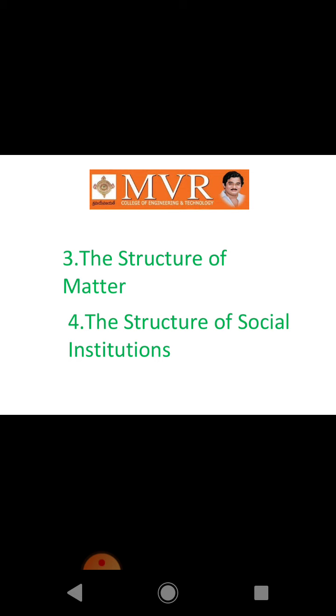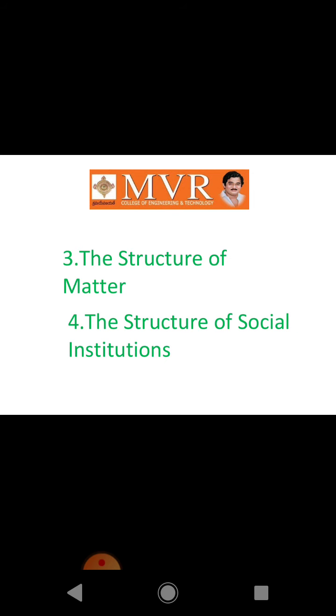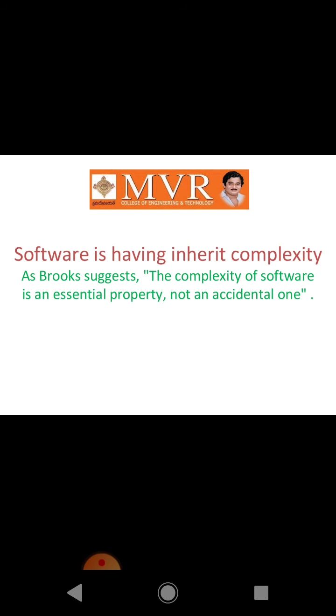Here too, these different levels are unified by common mechanisms. The clerk and the executive are both paid by the same financial organization, and both share common facilities such as the telephone system to accomplish their tasks. So these four are the examples of complex systems: the structure of a personal computer, the structure of plants and animals, the structure of matter, and the structure of social institutions. So generally, software is also a complex system.